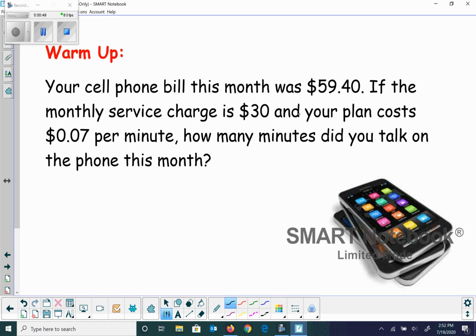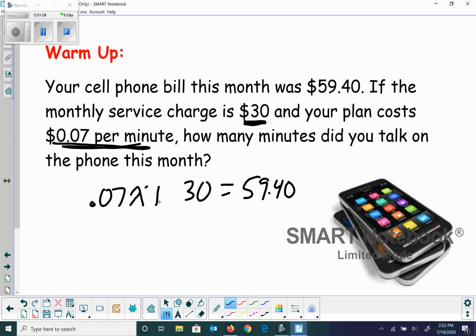It says our cell phone bill is $59.40 for some month. Now, they're going to charge us $30 whether we use our phone or not. Okay? And then they're going to say, hey, we're also going to charge you 7 cents per minute. So 0.07, and we'll call X minutes. So as we use our phone, they're going to charge us 7 cents per minute that we use our phone for phone calls. Okay, so we want to go ahead and solve this.